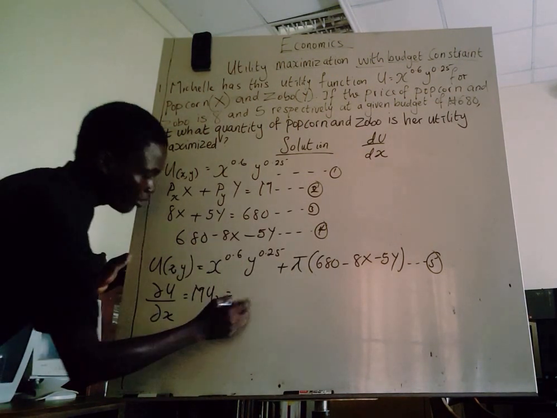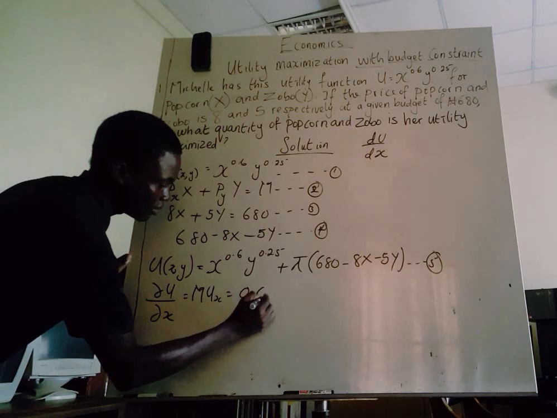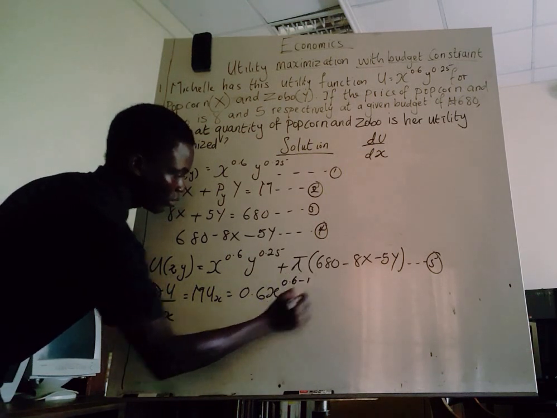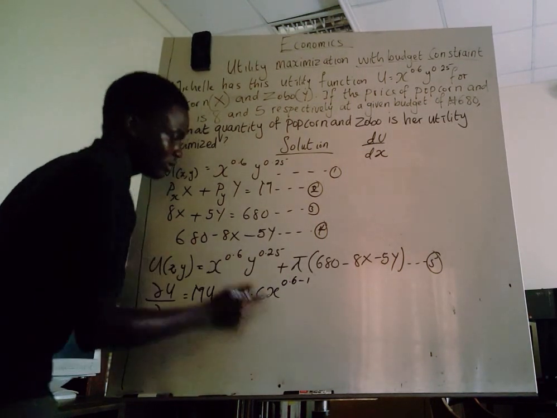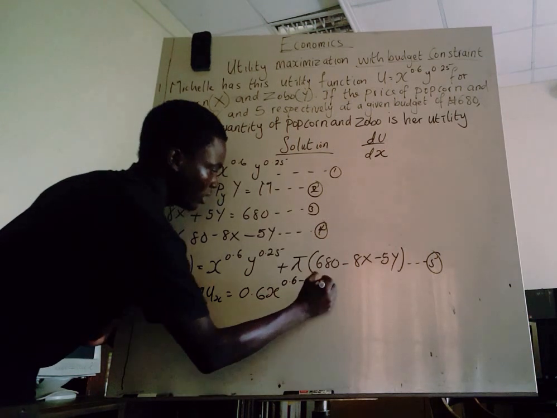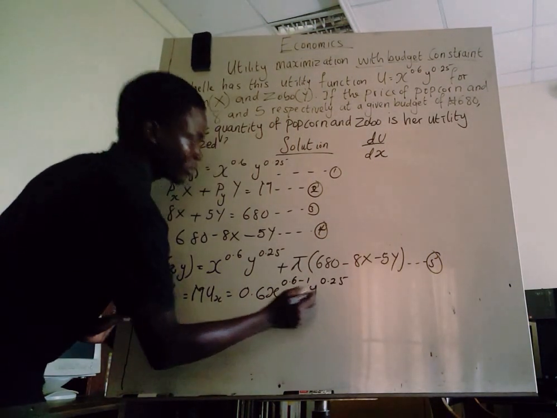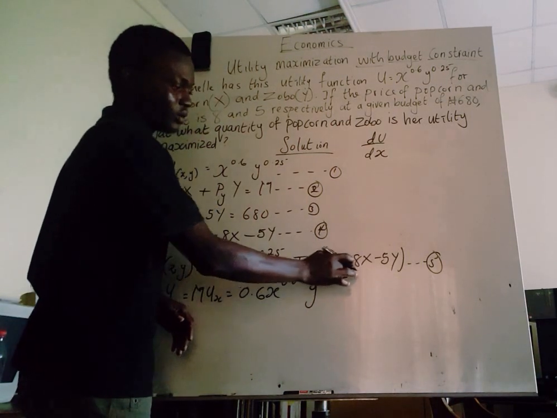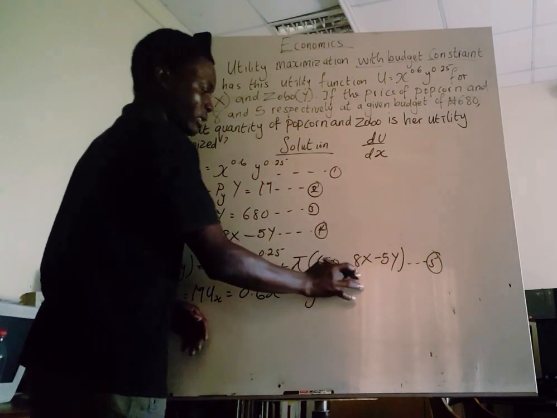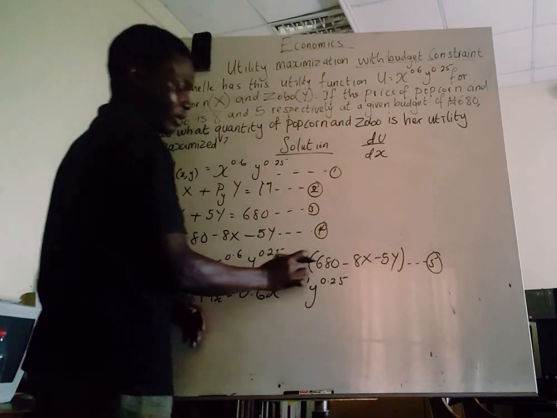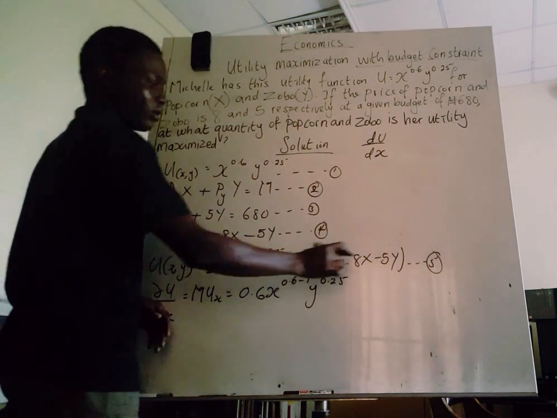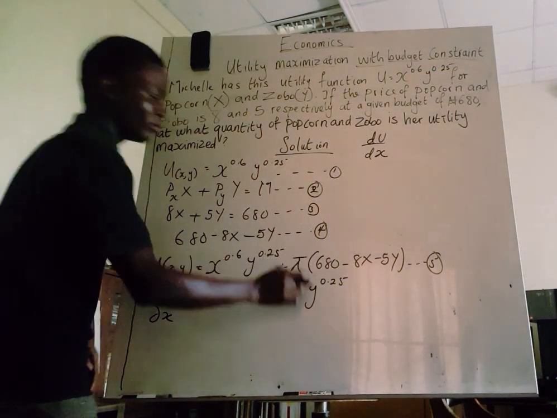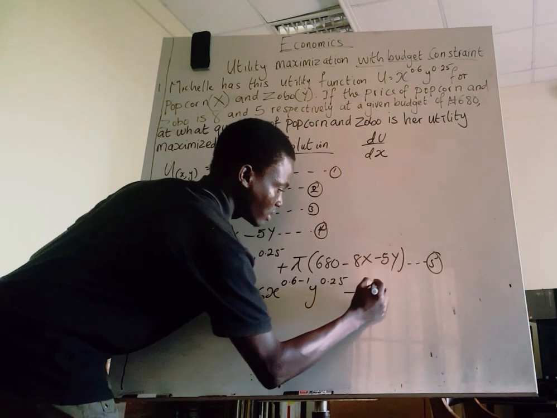From our knowledge of calculus, this becomes 0.6 x raised to the power 0.6 minus 1. Then we are not differentiating y, so we leave y the way it is, y raised to 0.25. Then do we have x here? We have x. When we differentiate x, it becomes minus 8. Now this minus 8 is not alone because there is the Lagrangian multiplier beside it, so it becomes minus 8 lambda. The short form of the Lagrangian multiplier is lambda. So we now have minus 8 lambda.